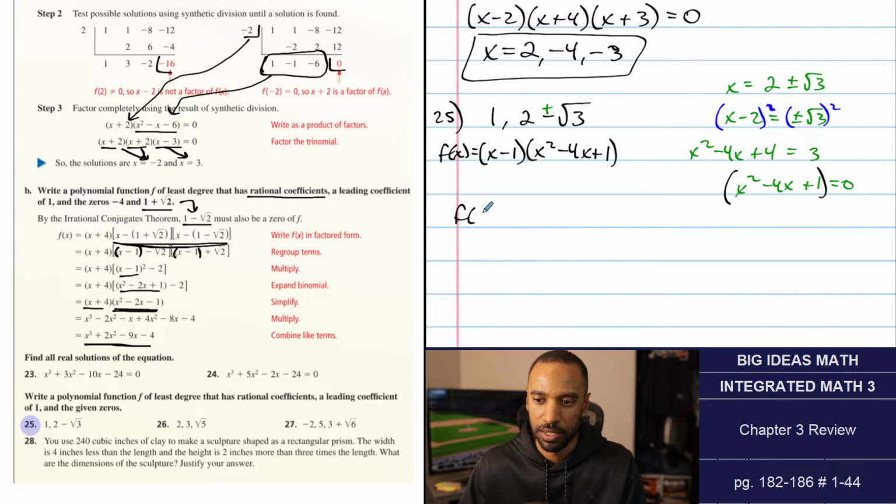Anyway, I keep expanding. X times x squared, negative 4x and 1, and negative 1 times x squared, negative 4x and 1. We get the following.